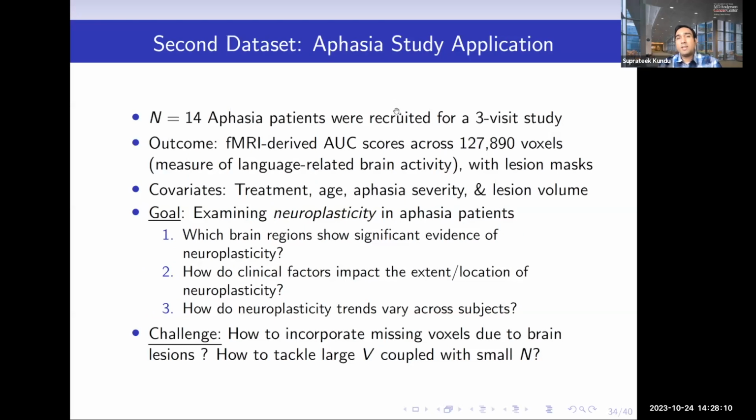We also have a second aphasia data set that I wanted to talk about, but I'll pause here. This second data set was just published in Human Brain Mapping. But I'll stop here for now and take questions.